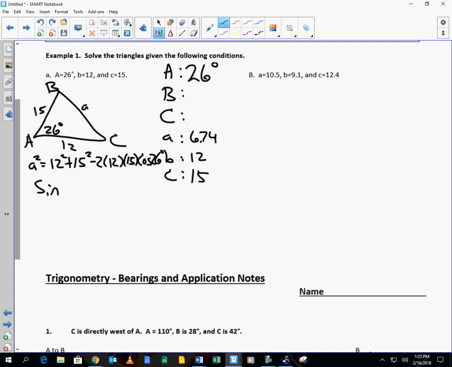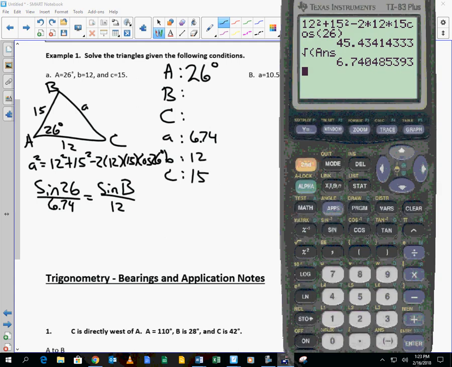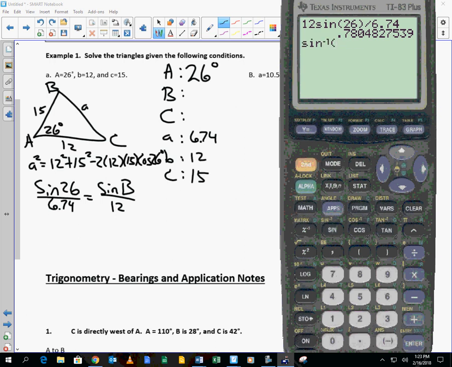So sine of 26 divided by 6.74 is equal to sine of B divided by 12. Got my calculator. 12 sine of 26 divided by 6.74. And I get that. Inverse it. And we get 51.3 degrees. Subtract both of them from 180. 102.7.